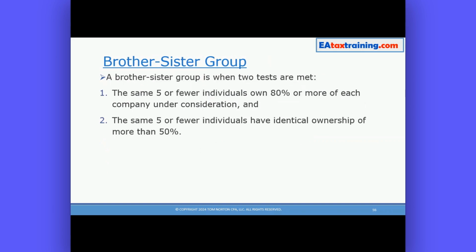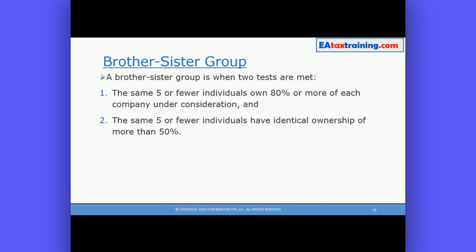Next is a brother-sister group, and that is a group when two tests are met. The same 5 or fewer individuals own 80% or more of each company under consideration, and the same 5 or fewer individuals have identical ownership of more than 50% of that company. So again, don't get too far into the weeds of trying to think of all the different scenarios. Just remember these rules, the 80% rule, the 50% rule. Same 5 or fewer individuals own 80% or more of each company, and they have identical ownership of more than 50% of each company.